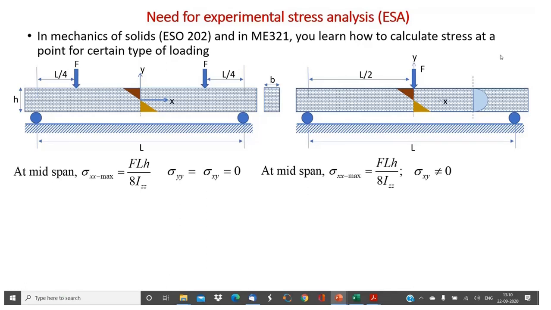What about the stress component sigma yy? As of now, you don't know whether it is 0 or not 0. If it is not 0, how do you calculate sigma yy? Let me take another example.